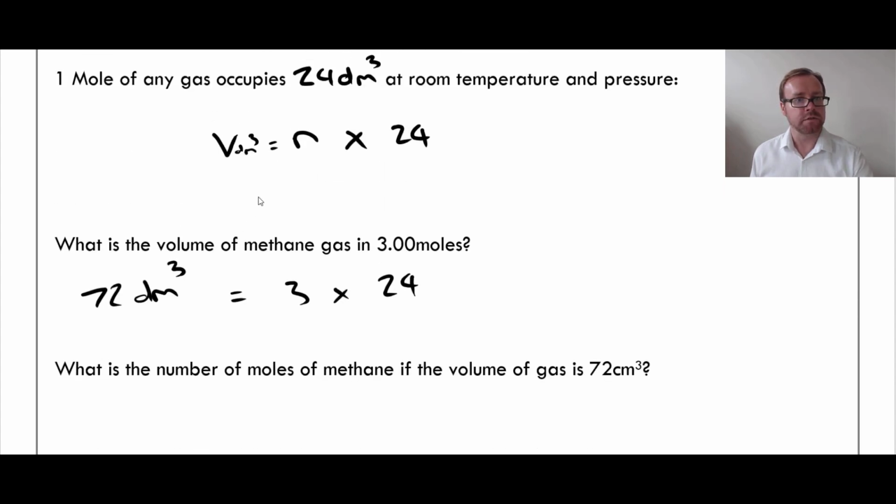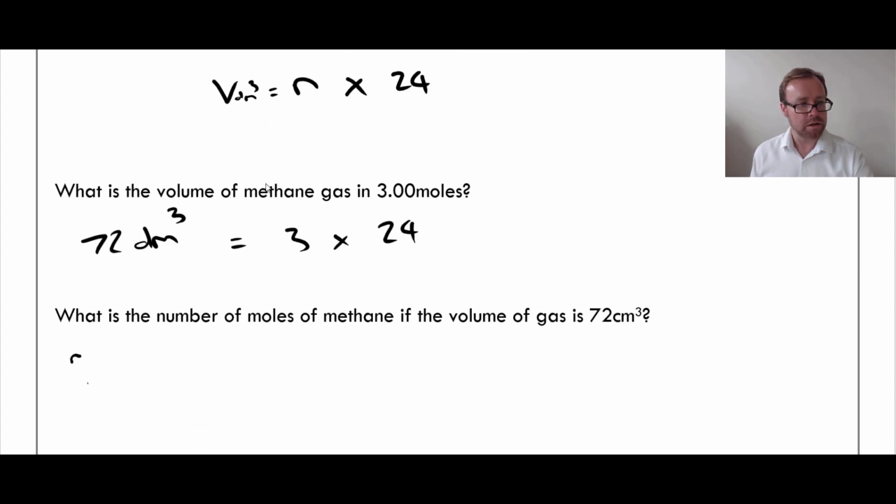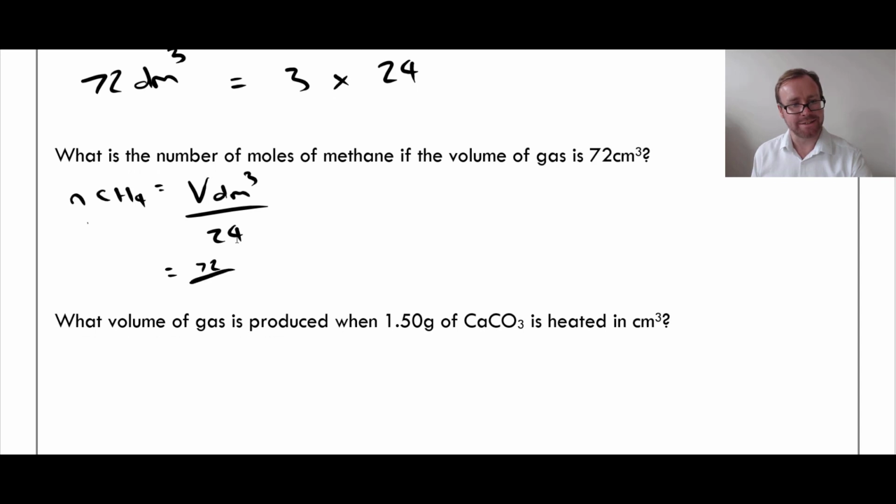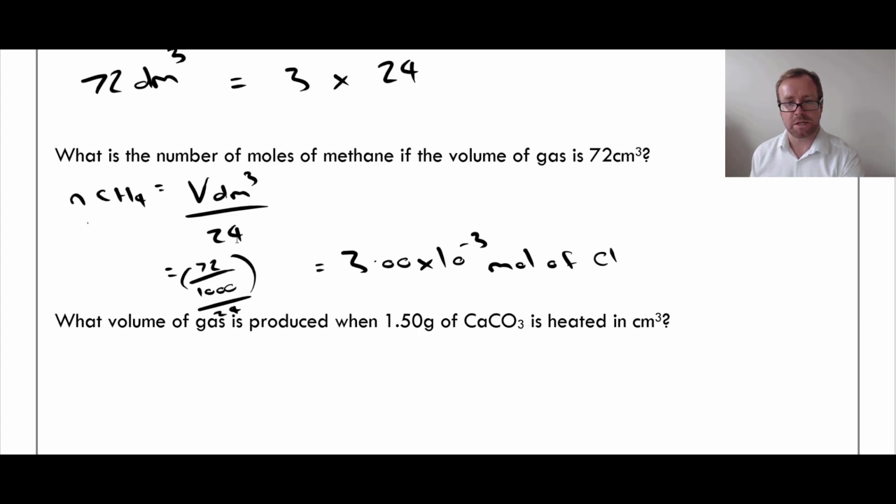Okay, so first of all I'd have to rearrange this equation. So n of methane, nCH4, equals my volume in dm cubed over 24. It's in centimeters cubed, so I need to divide by 1000 and divide by 24, which gives me a value of 3.0 times 10 to the minus 3 moles of CH4. Okay, sure you managed to do that as well.